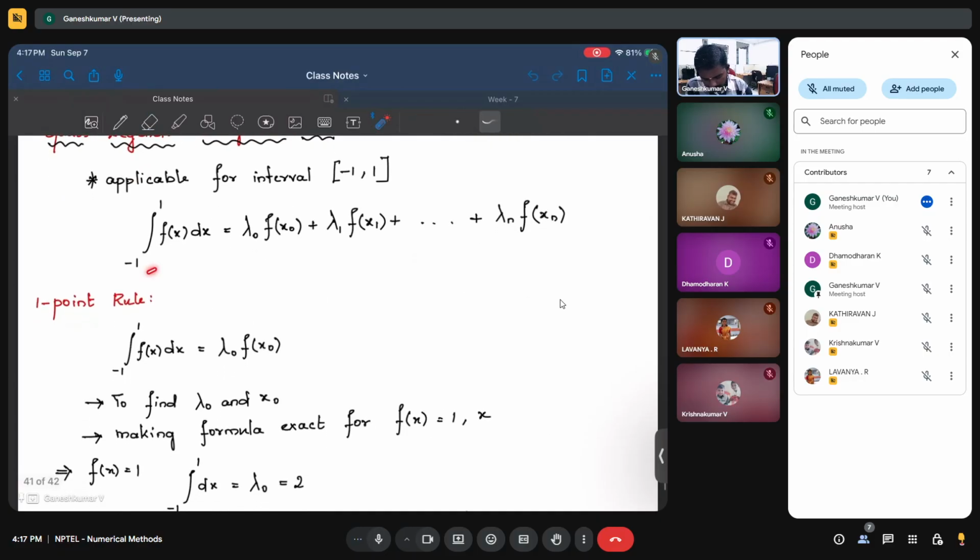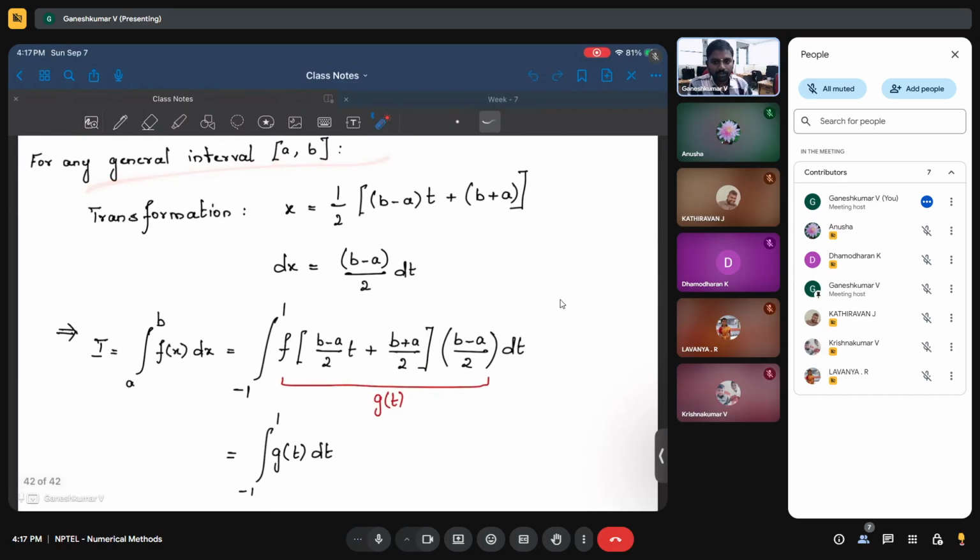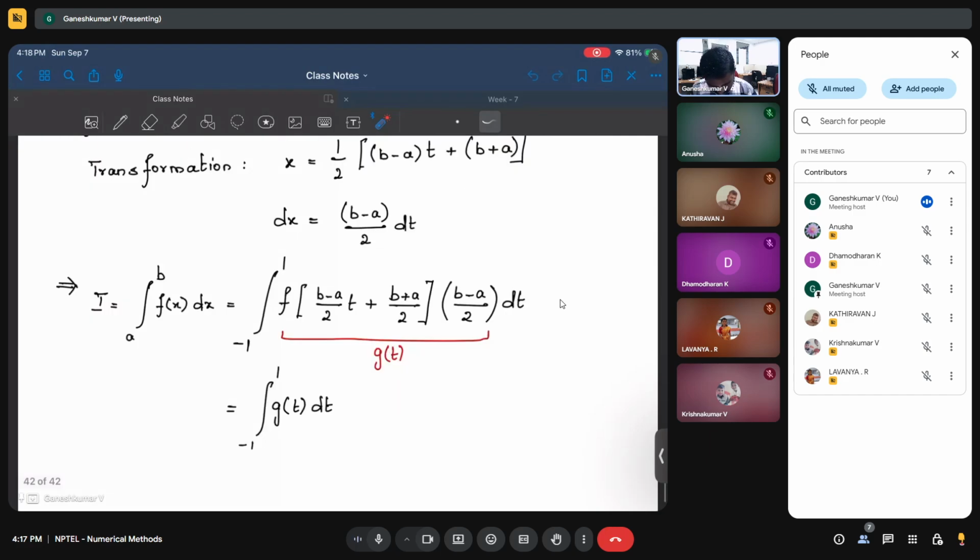This is specially applicable only when the limits change from -1 to 1. Now, if your limit is from a to b, then you have to do some transformation. The transformation should be in such a way that a becomes -1 and b becomes 1. One such transformation is x equals half of (b minus a)t plus (b plus a), and you integrate for t. Whatever integral you get for this will be your integral of f(x) dx. We will solve one problem in this so that it will be very clear.